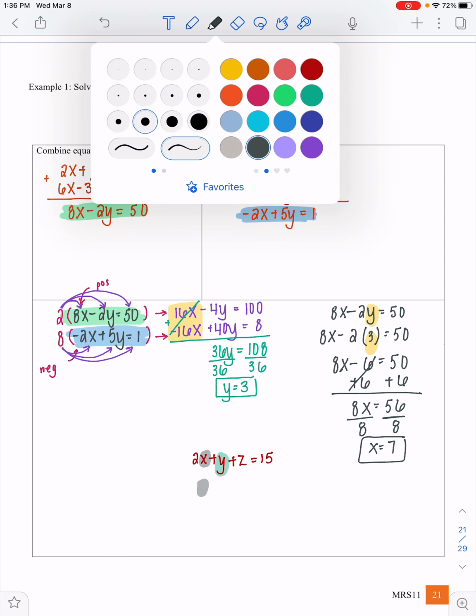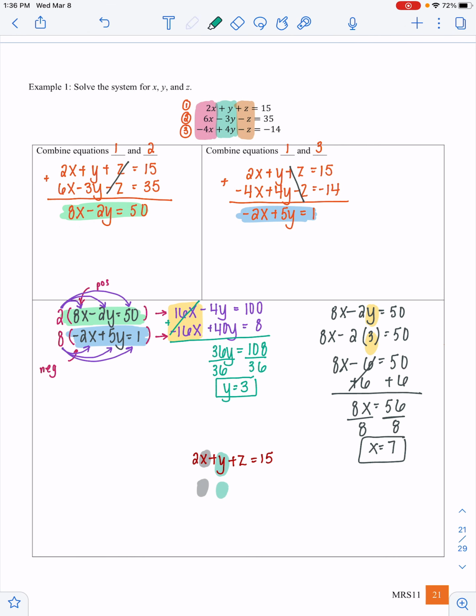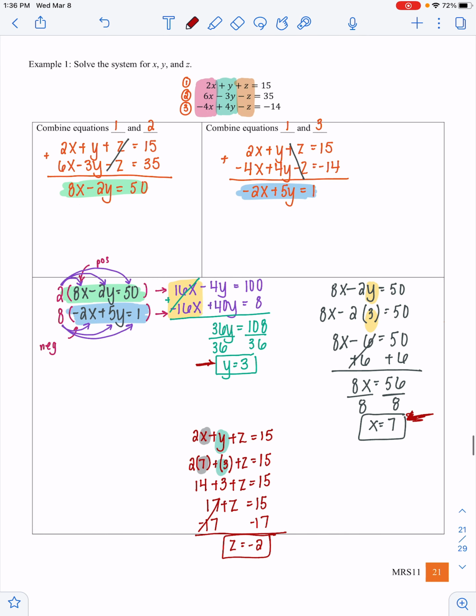Okay, let me get these colors down here. All right, so I have 2 times my x, which I got was 7, right? I'm not making that up. This was my x value right here. So I'm going to plug that in, plus my y value I got was 3, plus z equals 15. 14 plus 3 plus z equals 15. This is 17 plus z equals 15. Minus 17 from both sides. Z equals -2.